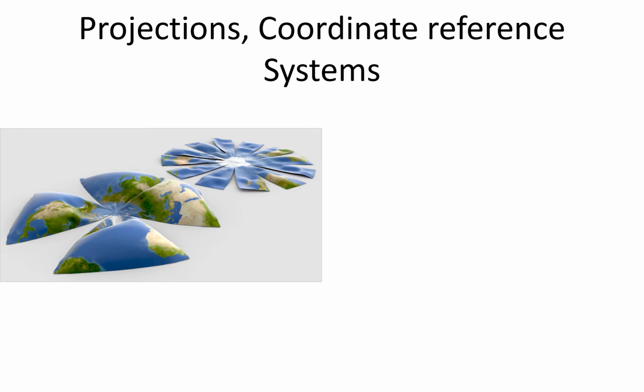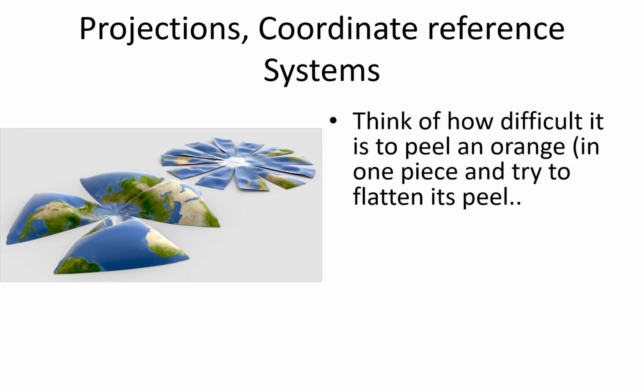We move forward and look at projections or coordinate reference systems. Maybe we try to conceptualize something. Think about how difficult it is to peel an orange in one piece and try to flatten that peel. Okay, so you will see I've given this example.